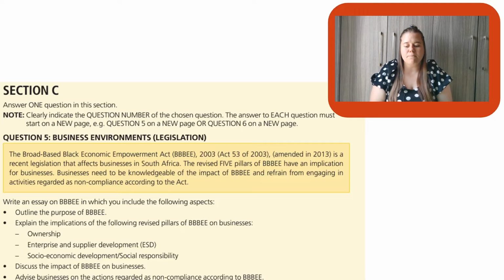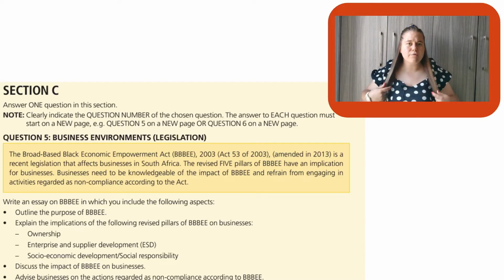All right, so business environment legislation. The first essay is on BBBEE. So we need to outline the purpose, explain the implication of the following revised pillars. So we're looking at the following: ownership, enterprise and supplier development, socioeconomic development and social responsibility. Then we need to discuss the impact of BBBEE on the business, and then advise businesses on the actions regarding as non-compliant according to BBBEE.